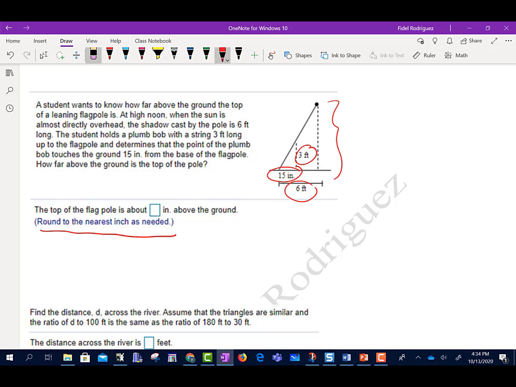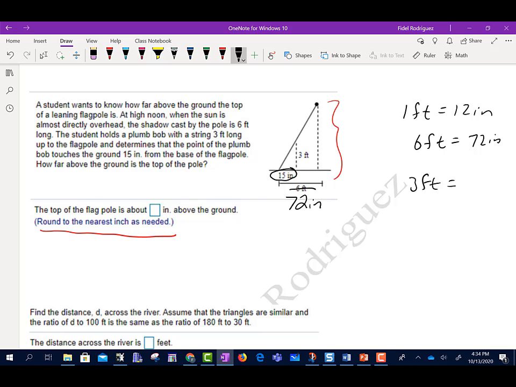So I'll tell you what, let's do this. We already know that this one here is in inches. So 6 feet. Remember, if 1 foot is equal to 12 inches, then 6 feet, 6 times 12 would be 72. So I'm going to put 72 inches here, okay? And then 3 feet would be 3 times 12 is 36 inches. So I'm going to change this to 36 inches. Okay. So now let's go ahead and do our ratio.